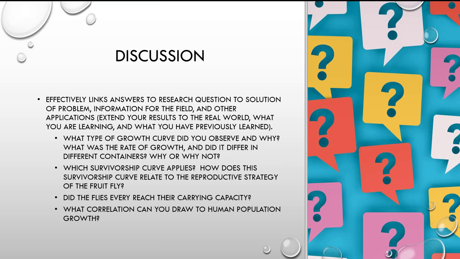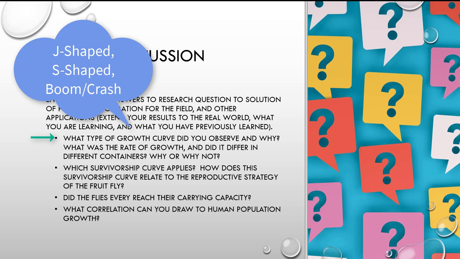As part of the discussion, we also need to link the answers to the research question to solutions of a problem, as well as information for the field and other applications. What that means for our particular lab report would be answering these particular questions. What type of growth curve did you observe and why? Was it the J-shaped curve, the S-shape, or boom and crash?